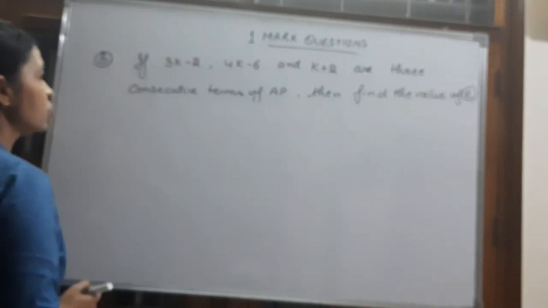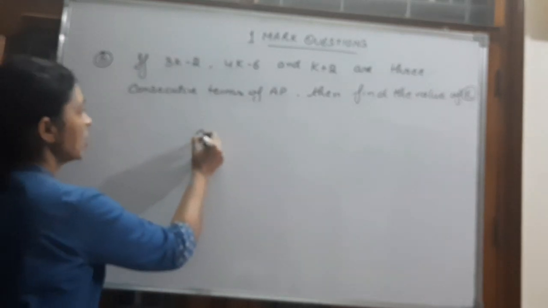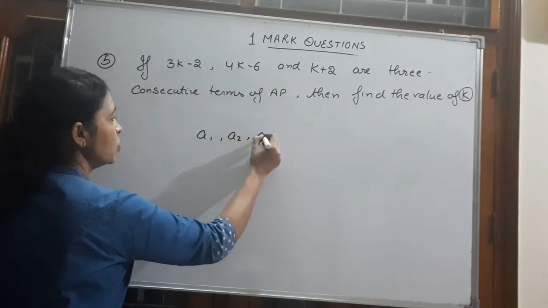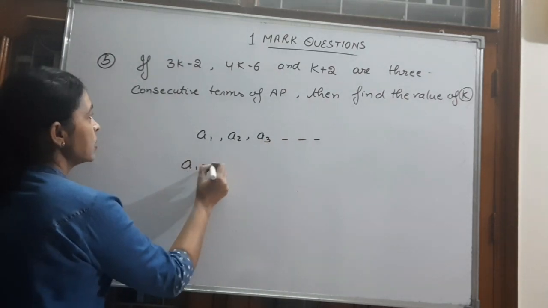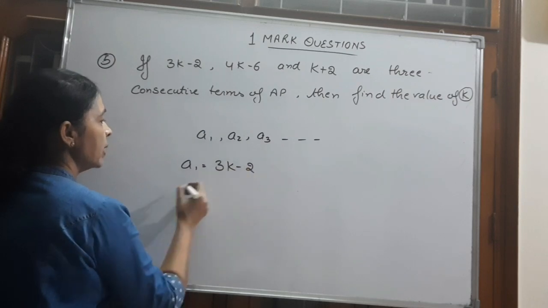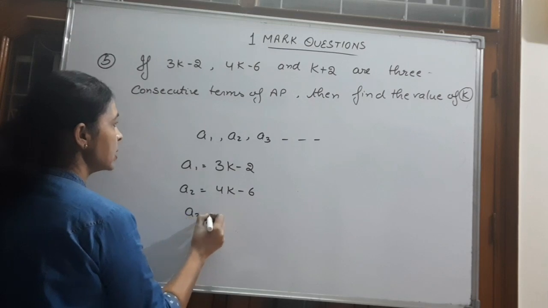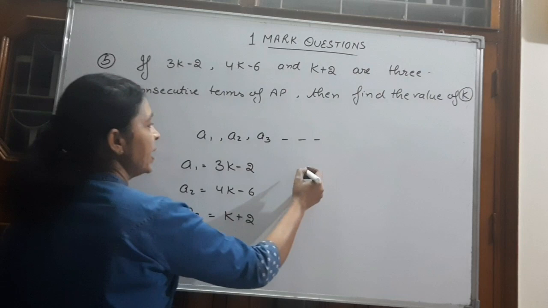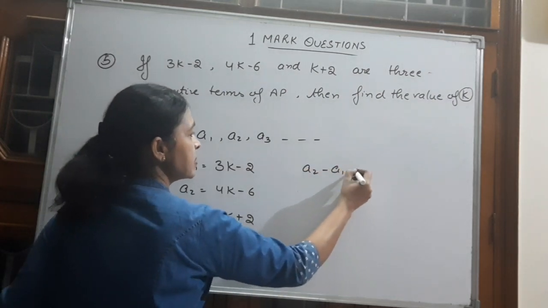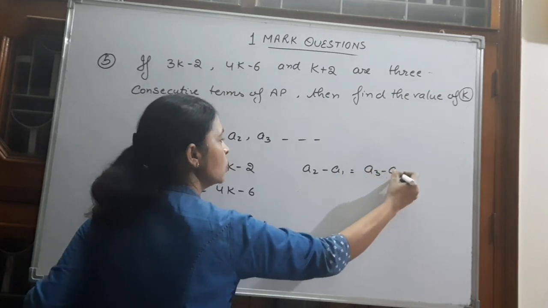If 3k minus 2, 4k minus 6 and k plus 2 are three consecutive terms of an AP, find the value of k. We have three terms a1, a2, a3. These are in AP. a1 is 3k minus 2, a2 is 4k minus 6, and a3 is k plus 2. All the terms are in AP. It means their common difference is the same. a2 minus a1 is equal to a3 minus a2.